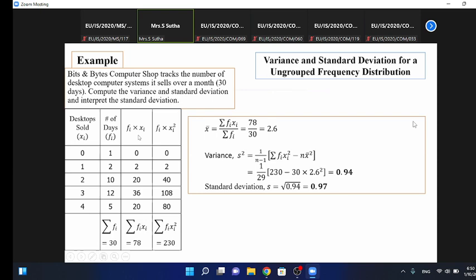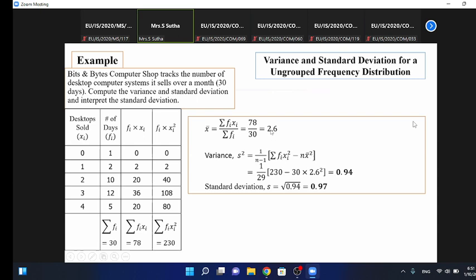So this fi into xi column should be multiplied again by xi. Right. So 0 into 0, 0. Then 1 into 2, 2. Then 2 into 20, 40. 3 into 36, 108. 4 into 20, 80. After finding the fi into xi, you have to multiply each and every figure by the corresponding xi value. Right. So if we apply that, total 230 minus n, that is 30, into x bar squared.